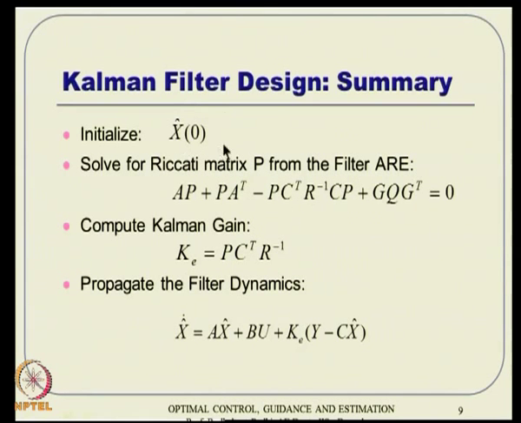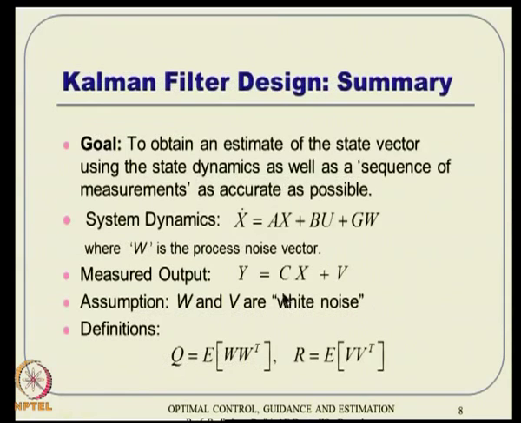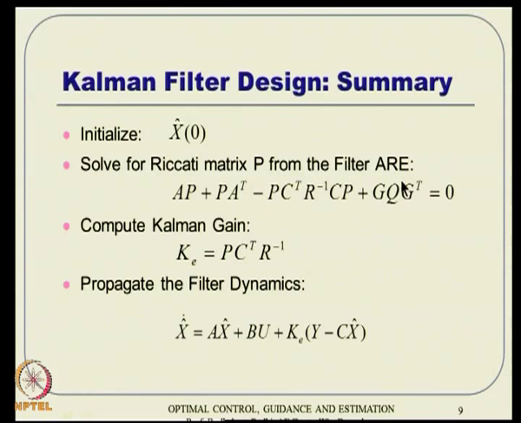You initialize some state to some values and then solve the filter Riccati equation, the filter algebraic Riccati equation, which is slightly different from what we see in the control Riccati equation. Okay. This is the one. Once you solve that, your P matrix will be ready, and then the gain Ke can be computed as P C transpose R inverse. And the detailed derivation we have already done in one of the previous lectures.